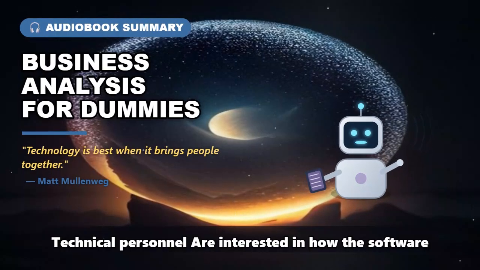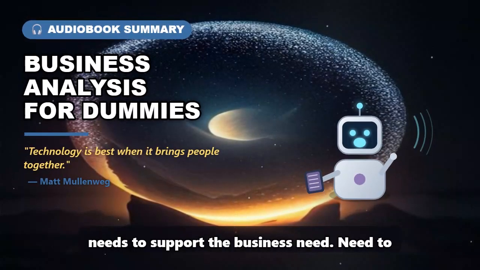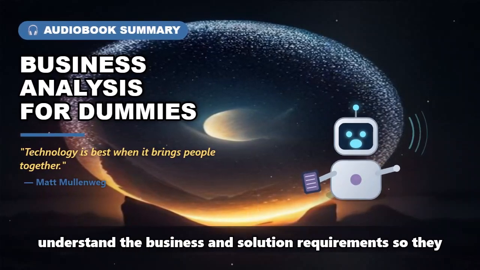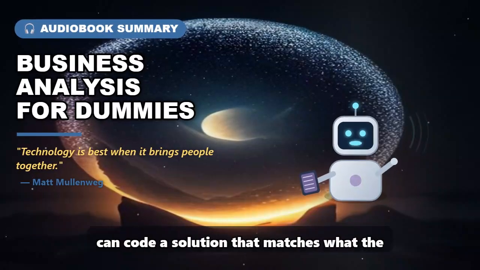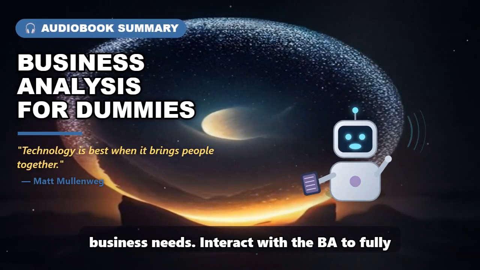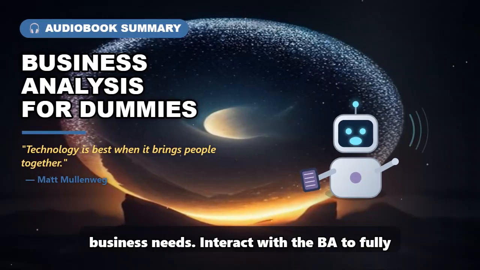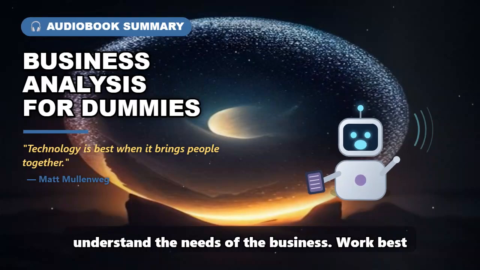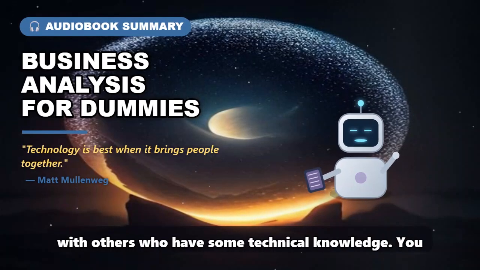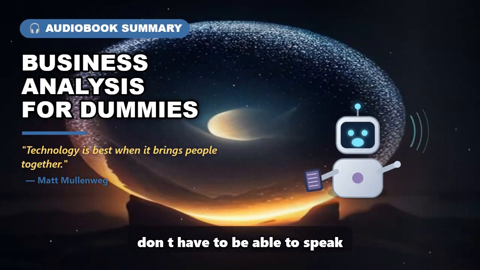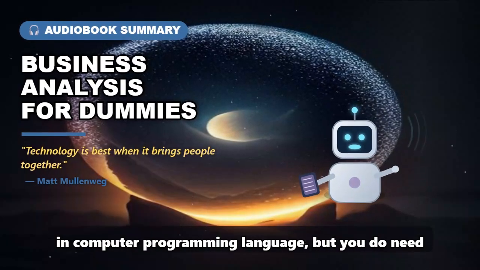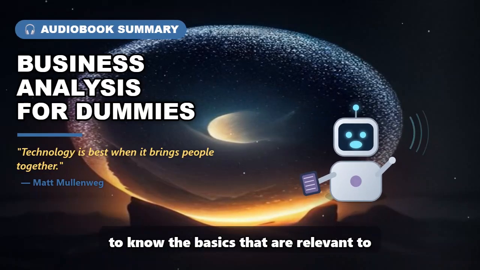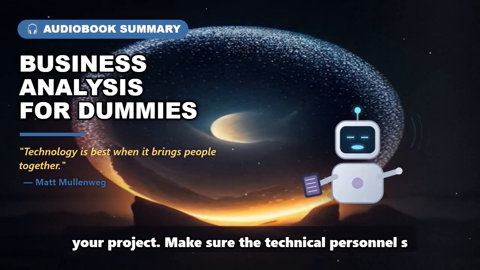Technical personnel are interested in how the software needs to support the business need to understand the business and solution requirements so they can code a solution that matches what the business needs. Interact with the BA to fully understand the needs of the business. Work best with others who have some technical knowledge. You don't have to be able to speak in computer programming language, but you do need to know the basics that are relevant to your project.